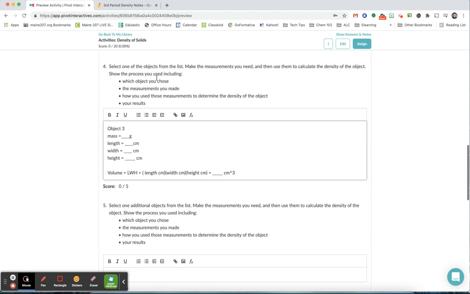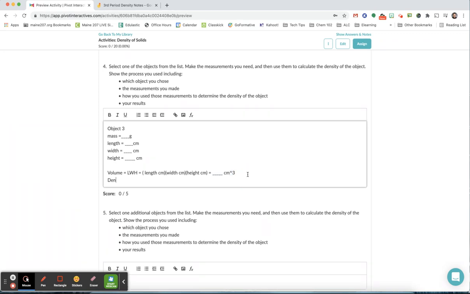Last thing, we need the density. So you will take the mass and your calculated volume and divide those. Density equals mass divided by volume equals mass in grams divided by volume in centimeters cubed equals something grams per centimeter cubed. That gets you your density of object 3, let's say.